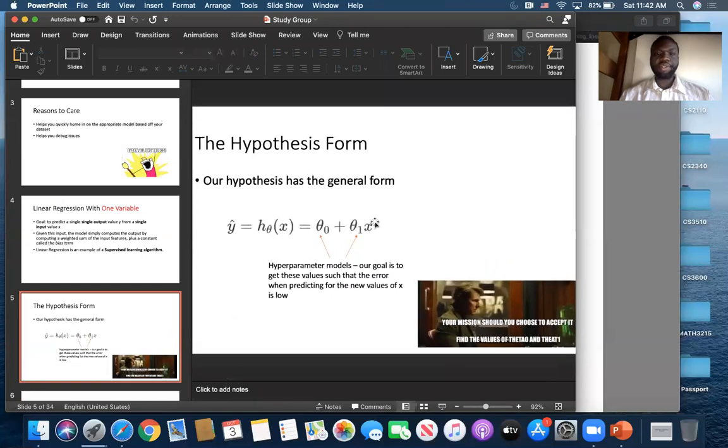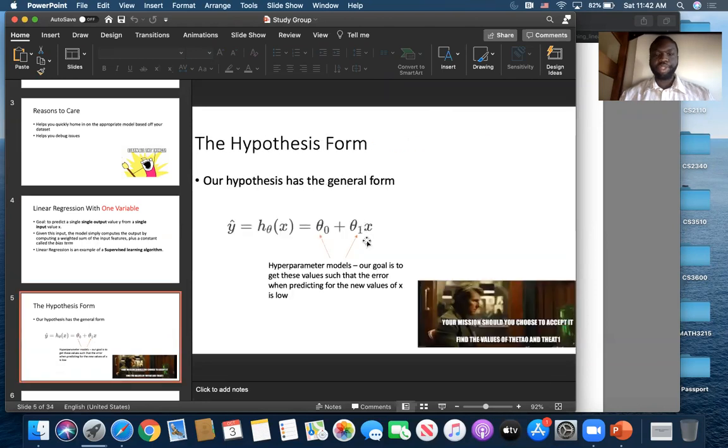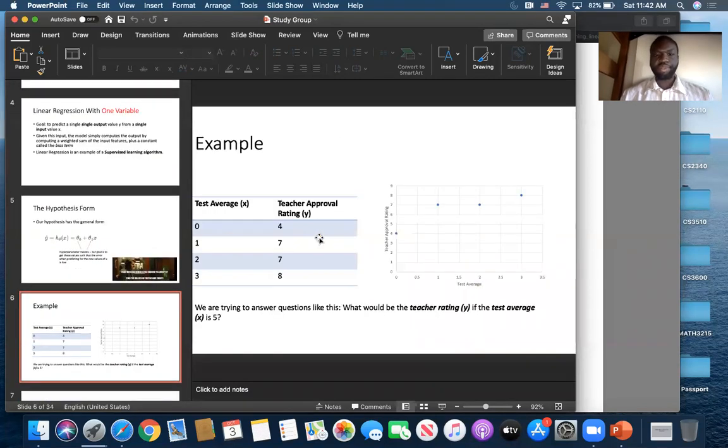Since it's with one variable, we're only predicting with one feature, one X value. And then these are the weights. Our mission, our goal, is to find the values of theta 0 and theta 1. I think we covered this much last time.